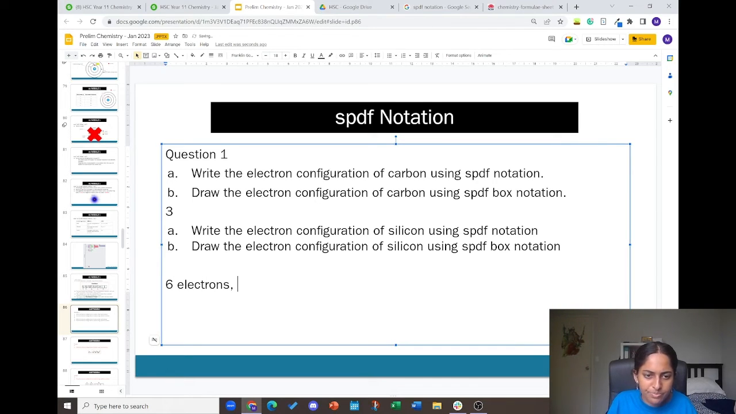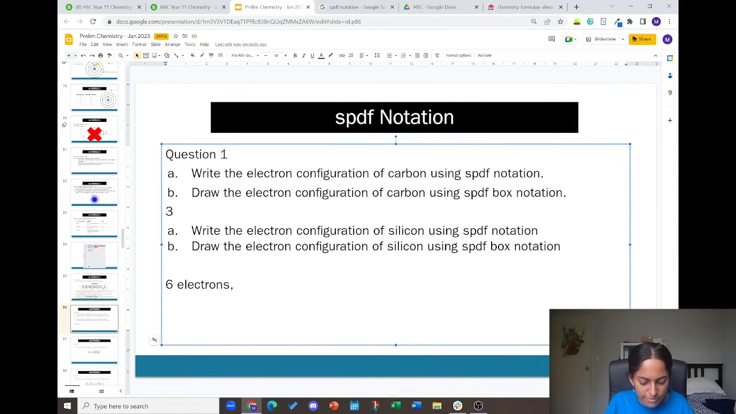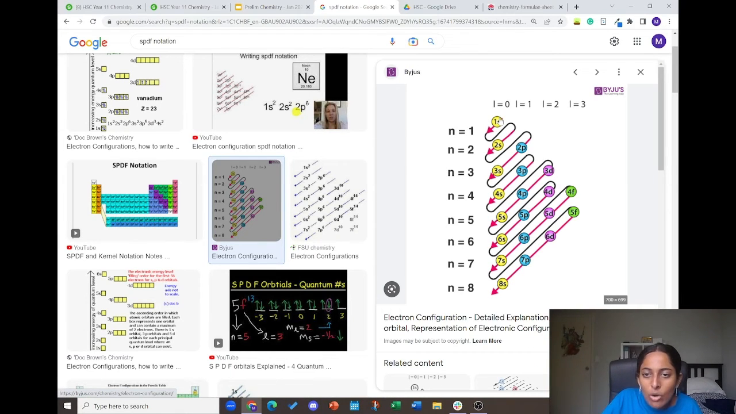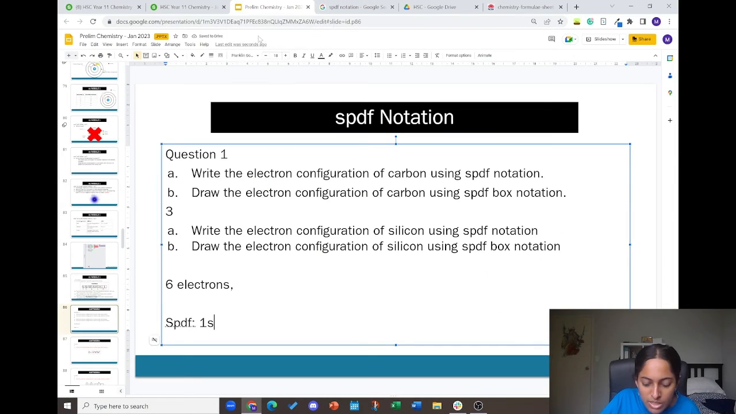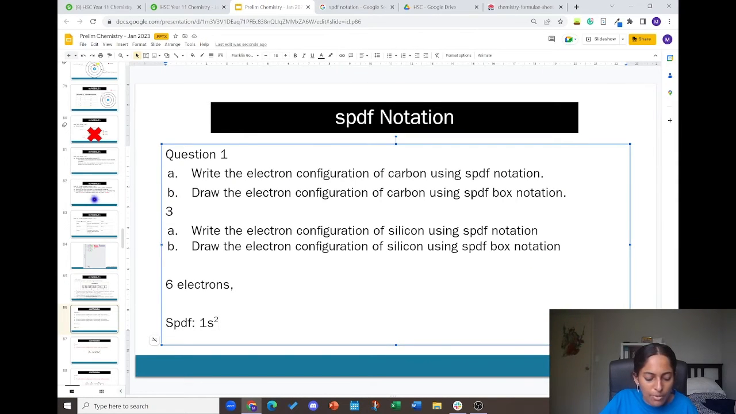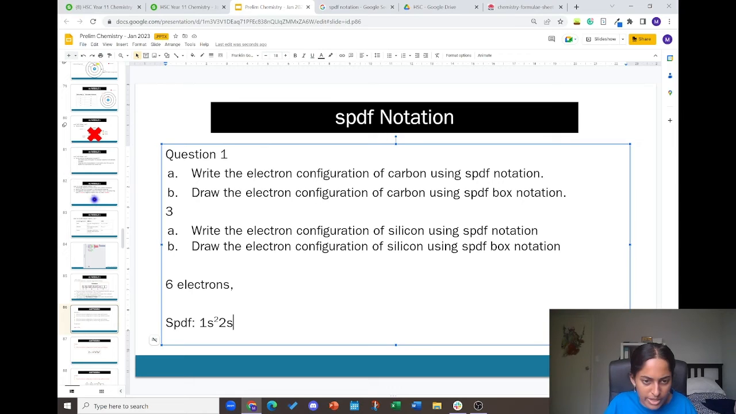All right, so we know we have 6 electrons over here, and we start off with 1s. So you will write SPDF notation as 1s. And you need to tell in the SPDF notation how many electrons are in the 1s subshell. It can hold 2 electrons. We've got 6 electrons, so we'll just fill the subshell up. So we'll write it as 1s squared. Once we fill 2 electrons, you go to the next energy level, which is 2s. So you write it as 2s, and you can fill up 2 more electrons within the 2s subshell. So we write it as 1s squared and then 2s squared.